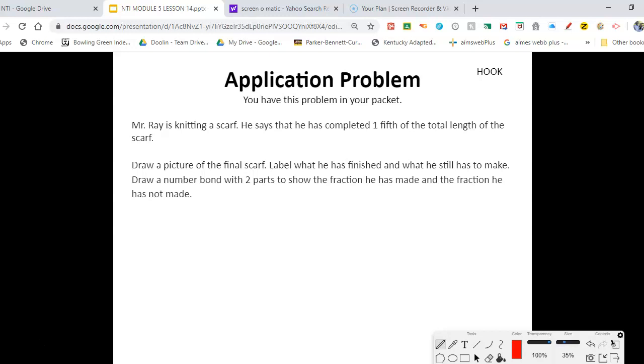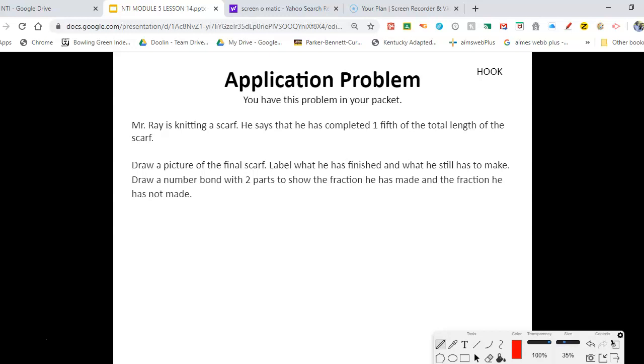Everyone ready? Read. Mr. Ray is knitting a scarf. He says that he has completed 1/5 of the total length of the scarf. Draw a picture of the final scarf, label what he has finished and what he still has to make. Draw a number bond with two parts to show the fraction he has made and the fraction he has not made.